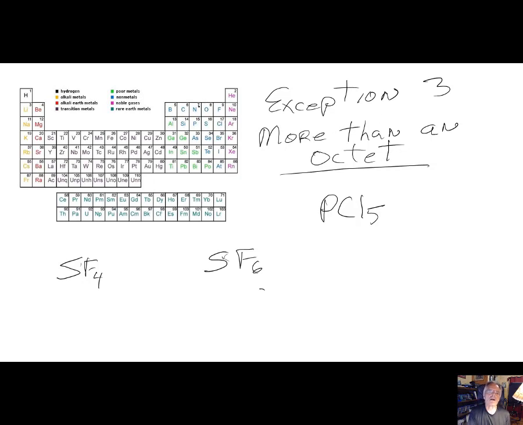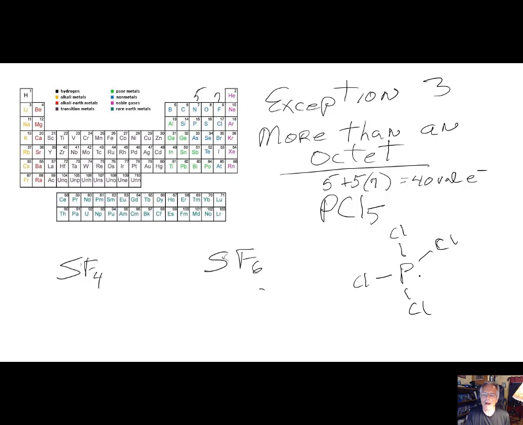All right, let's draw some structures that violate the more than an octet rule. So here's phosphorus. Phosphorus is in group 5, so it has 5 valence electrons. Chlorine is in group 7, so it has 7 valence electrons, and there's 5 of them, so that's 5 times 7, which is 35, plus 5 equals 40 valence electrons. So the central atom is going to be phosphorus, and we're just going to go ahead and plop the 5 chlorines around here and see what we get.